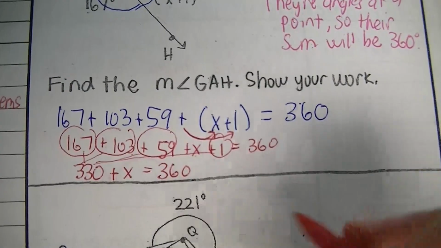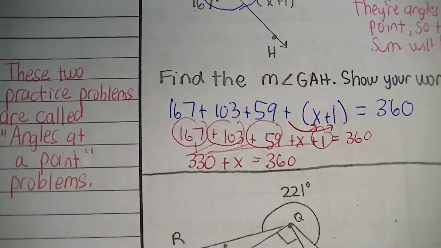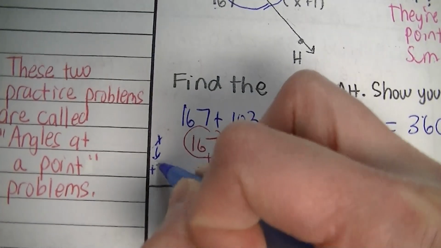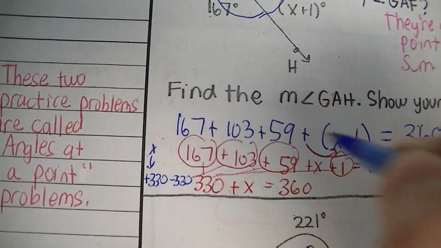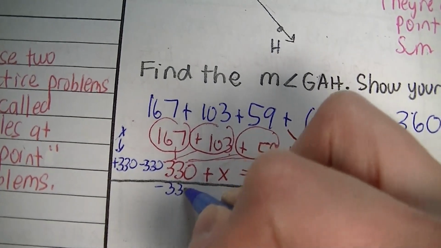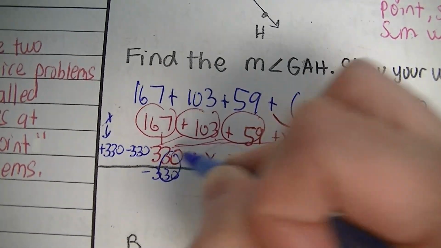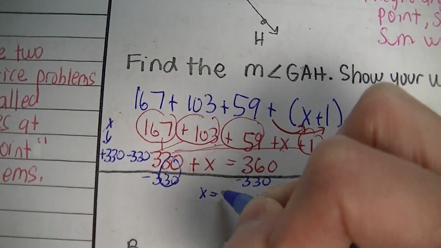Okay, from there now we can build it. So we started with x. Then we just added 330 to it. Okay, so the inverse operation is to subtract 330 from both sides. 330 minus 330 is 0. Bring down your x, and that should equal 30.